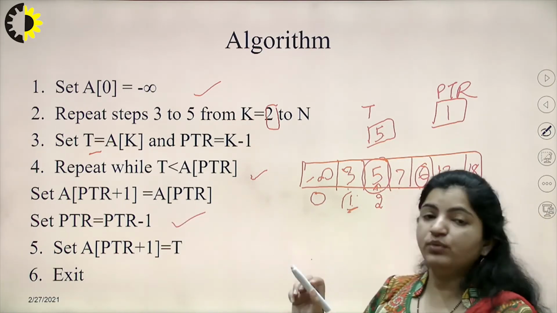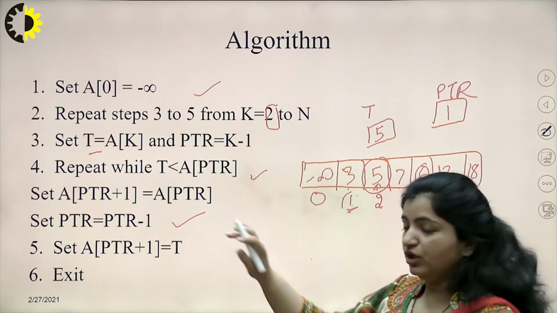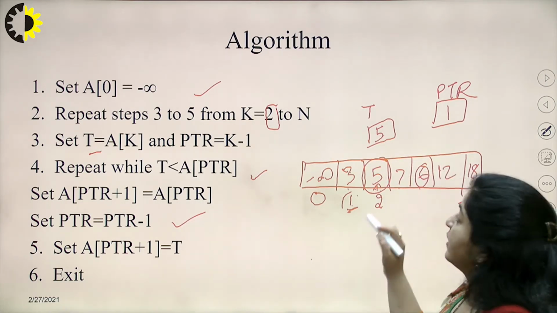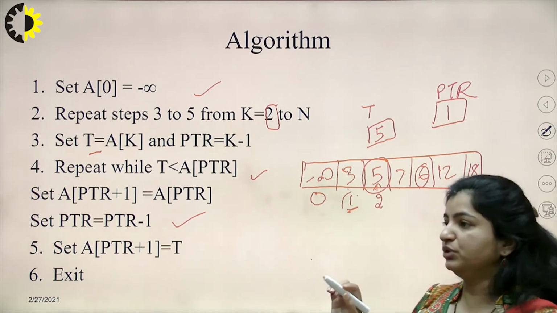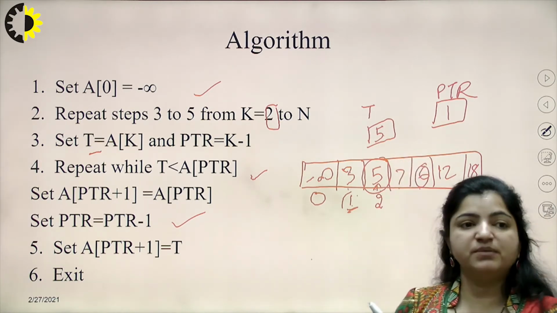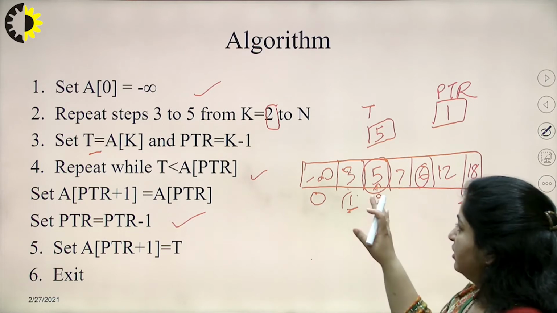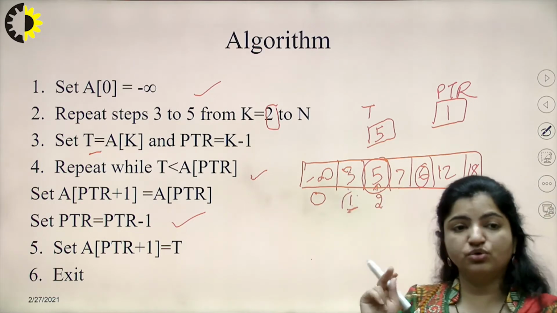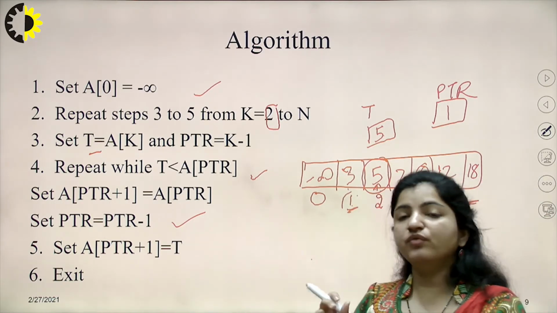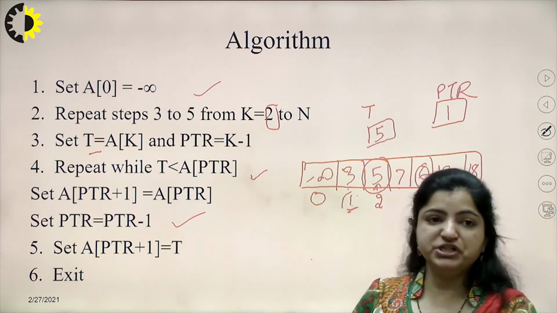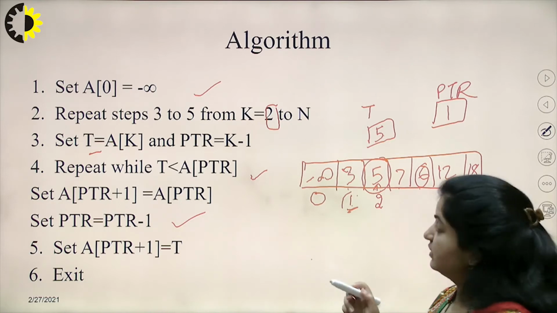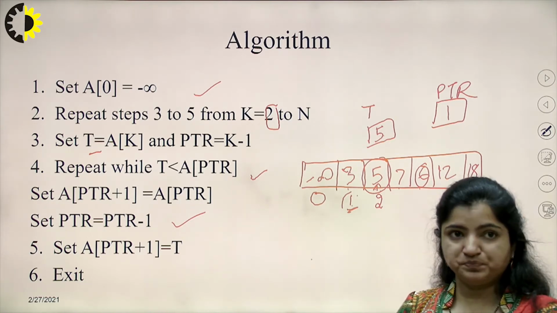In the end, when we come out of this loop, we will place whatever is in the temporary variable into the position PTR plus 1, wherever we stop the comparisons. So when we come out of the loop, we get the appropriate position where this value 5 needs to be placed. This is how insertion sort works.